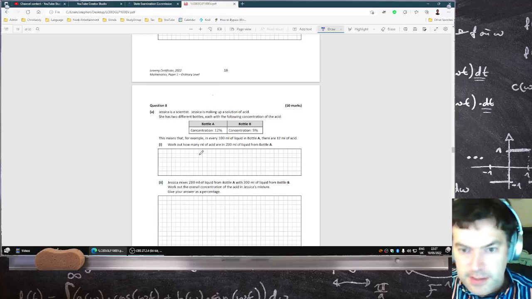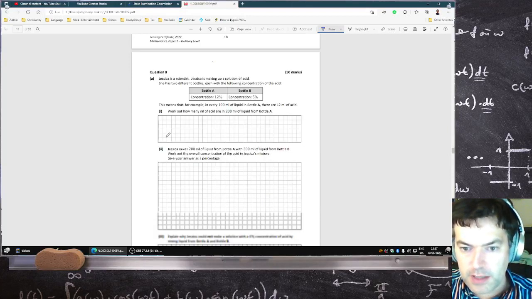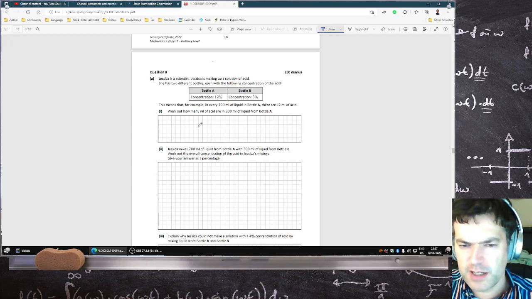Jessica's a scientist. She's making up a solution of acid. She has two bottles, different concentrations. Work out how many milliliters of acid are in 200 milliliters of liquid from bottle A. Well, it's 24. It's twice as much. In 100 mil of A, there's 12 mil of acid. So in 200 mils of bottle A, there'll be 24 mils.